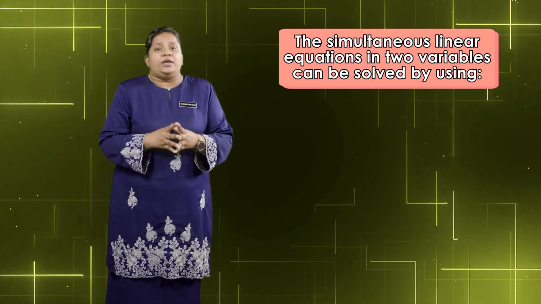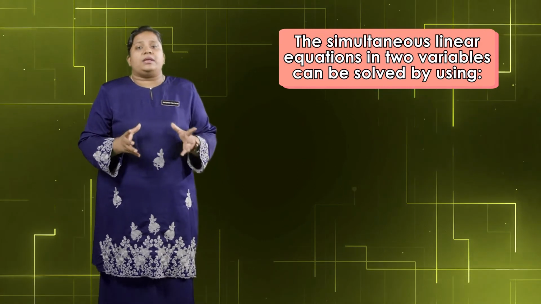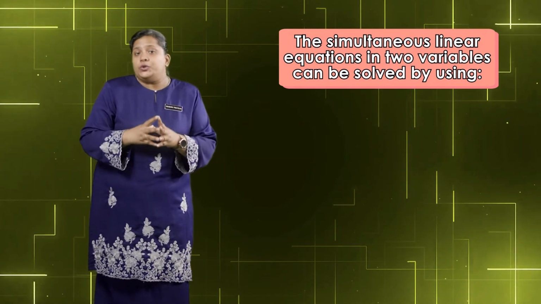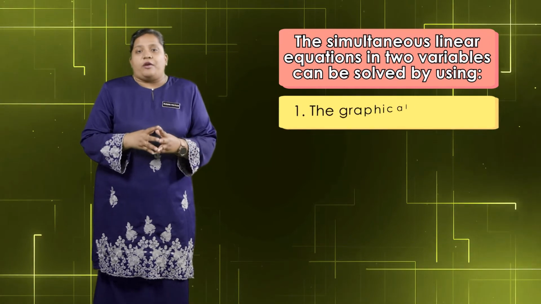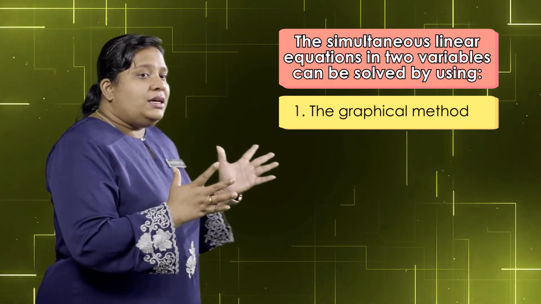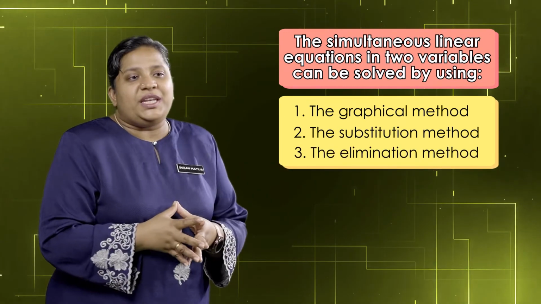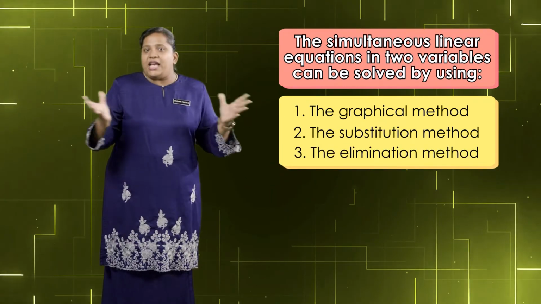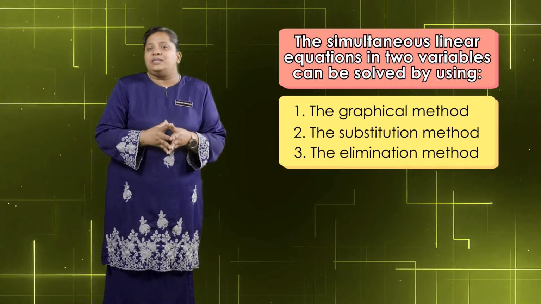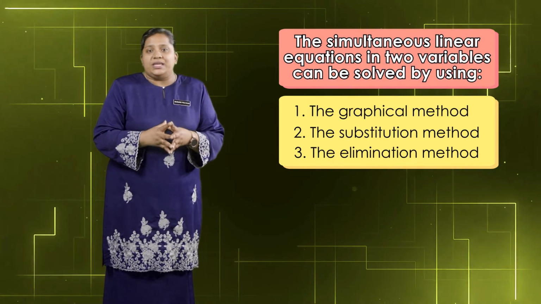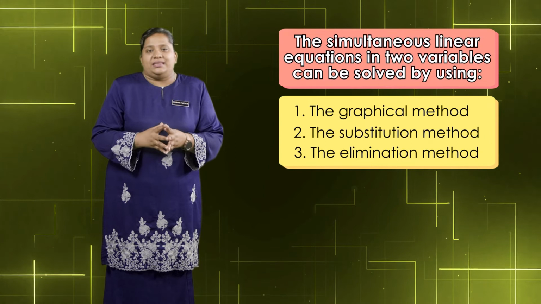Now, boys and girls, how do you solve simultaneous linear equations in two variables? The simultaneous linear equations in two variables can be solved by using first, the graphical method, second, the substitution method, and third, the elimination method. Let's explore the solution of a simultaneous equation using these three methods.